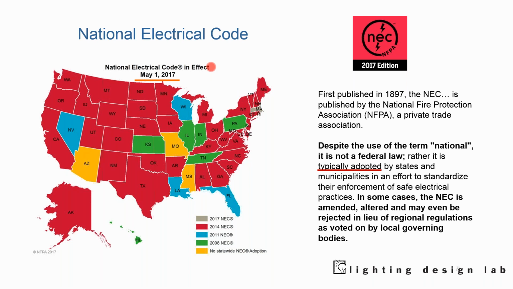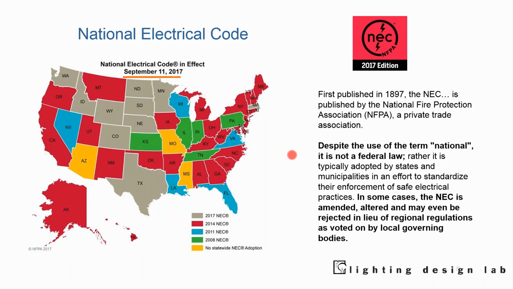For instance, if you were looking at something in May of 2017, you'd think it was one set of documents, but then you go into September of the same year, and guess what? It's now a different document. It doesn't hurt to make sure which one is current at the time of permitting or at the time of inspection.